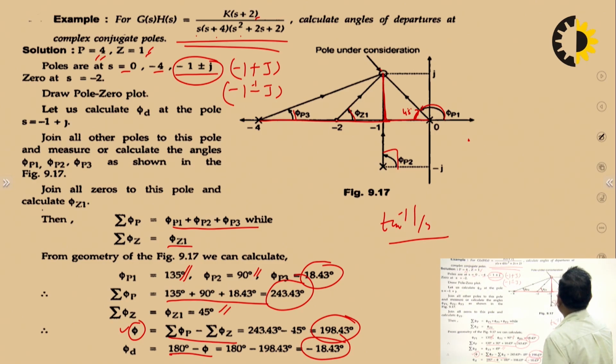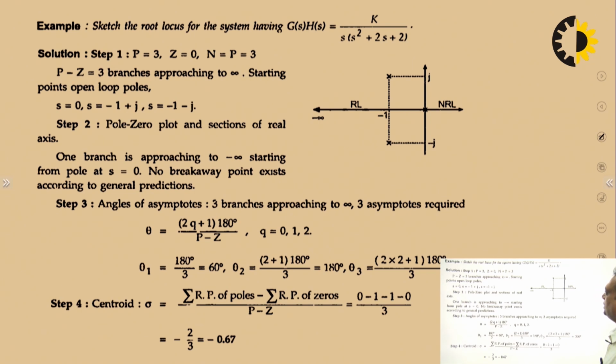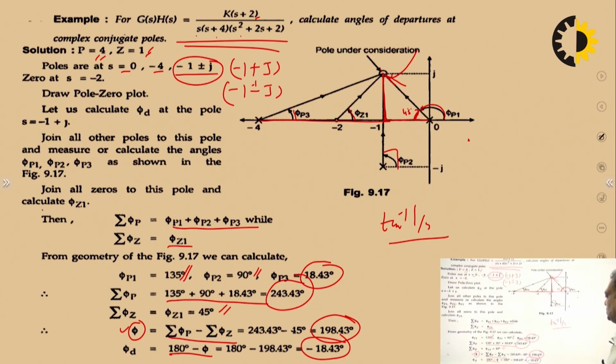Minus 18.43 means the angle will be somewhat like this. You can say this angle is minus 18.43, somewhere here. So it is like this. And similarly, the angle of departure at minus 1 minus j will become 18.43 degrees.